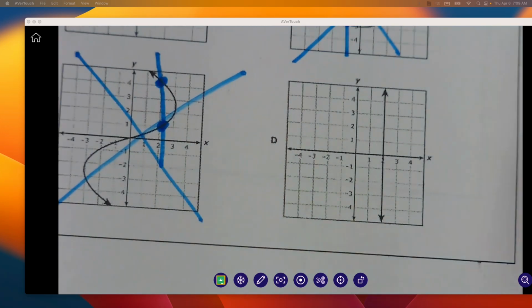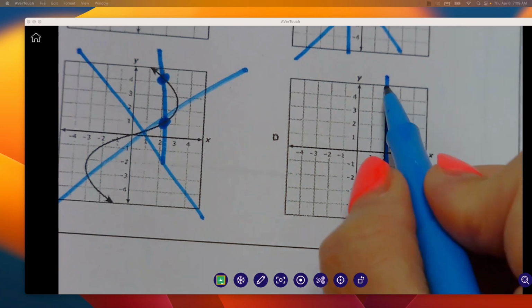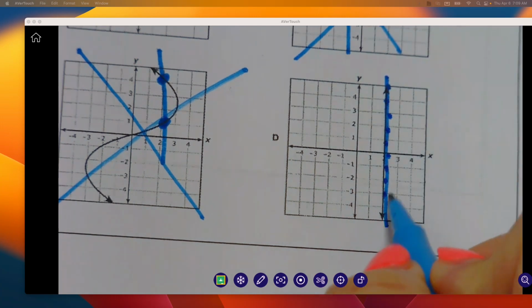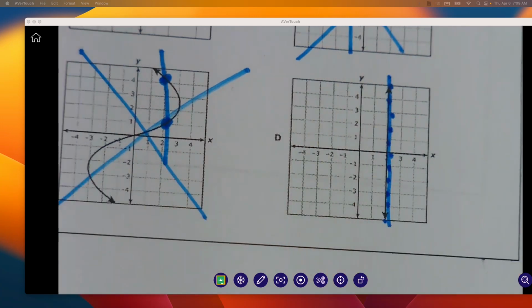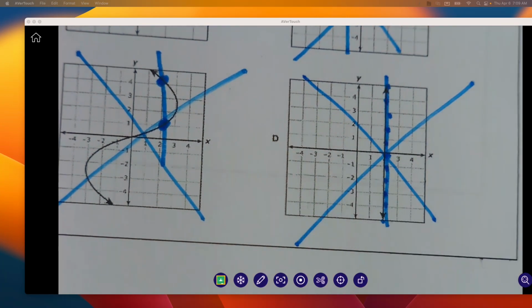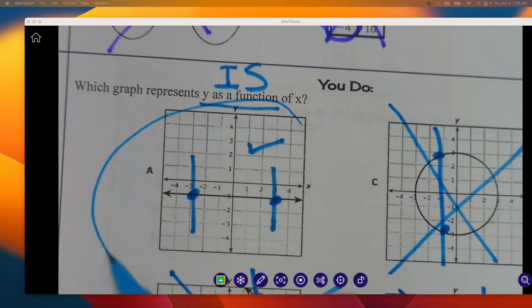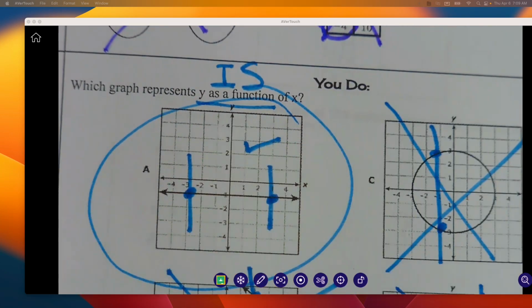Okay, and letter D, here's my line. So I'm going to do my vertical line test. And guys, it is hitting all the way down. That means it is sharing the same x value. It cannot share the same x value. That is not a function. So hopefully you pick letter A.